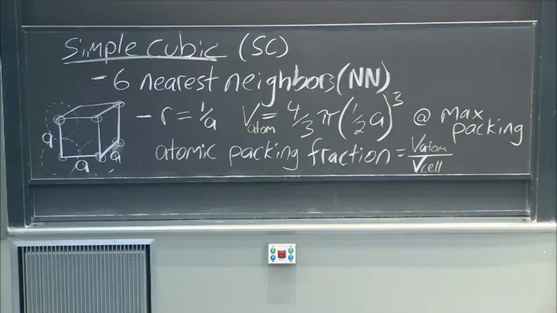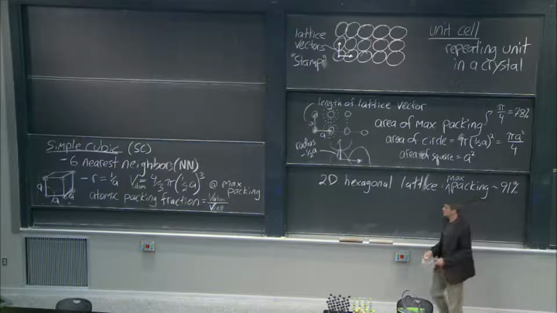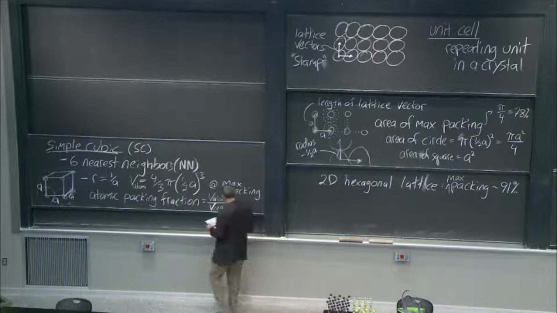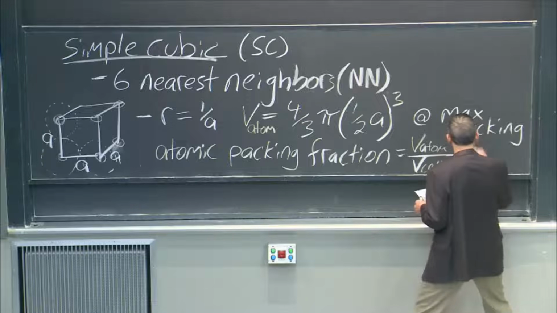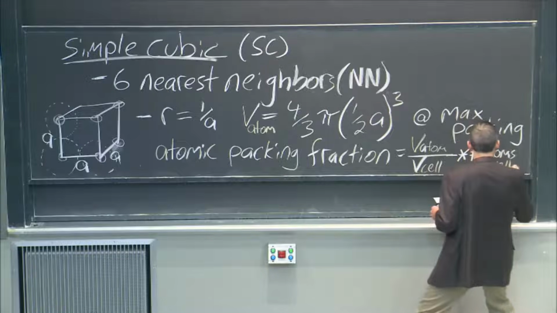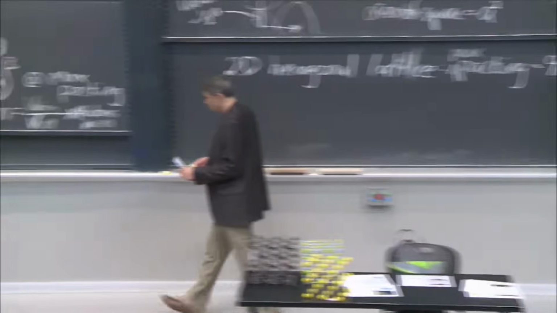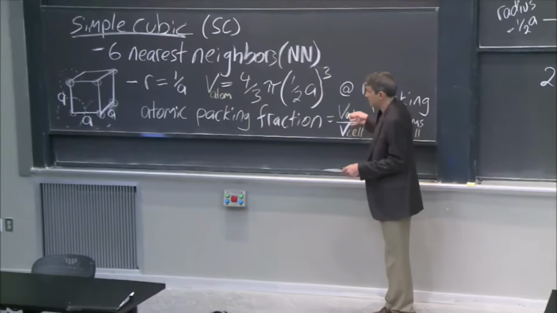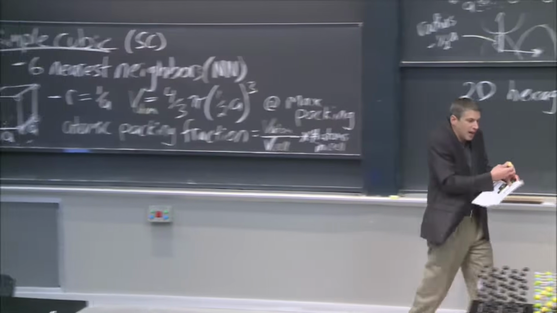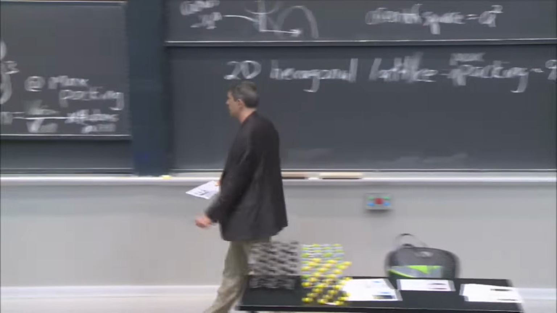That's exactly what I did up here, how we got the area of the square and the area of the circle. But there's one more thing that's really important, which is it has to be times the number of atoms in the unit cell. So it's however many atoms I have times the volume of the atom. That's how much is inside of the cell divided by the volume of the cell, and that gives me the atomic packing fraction.